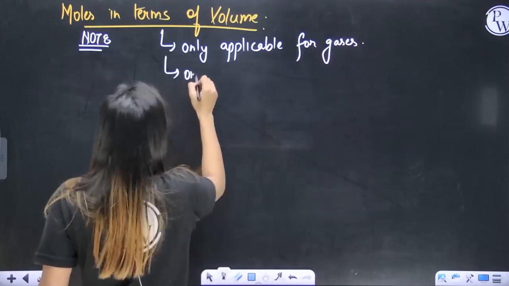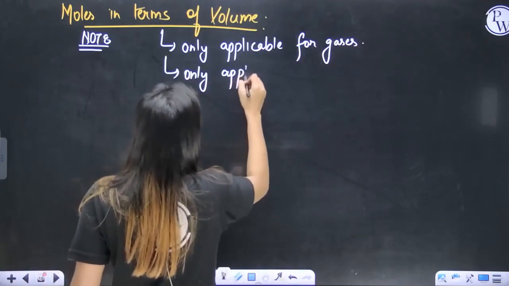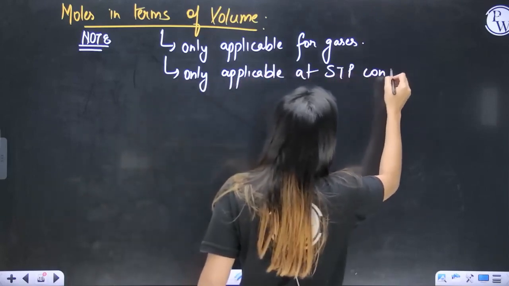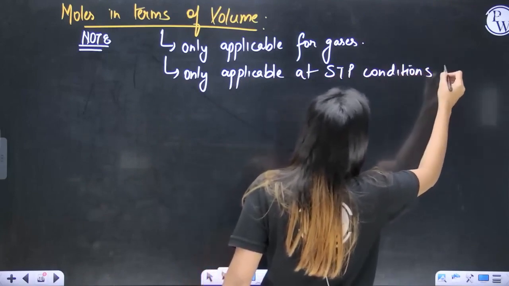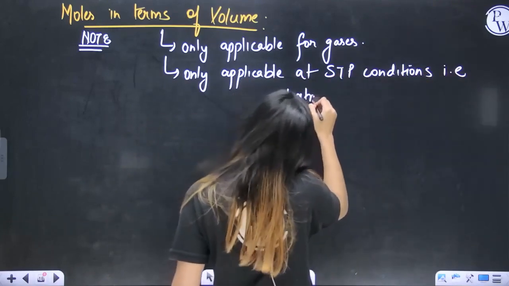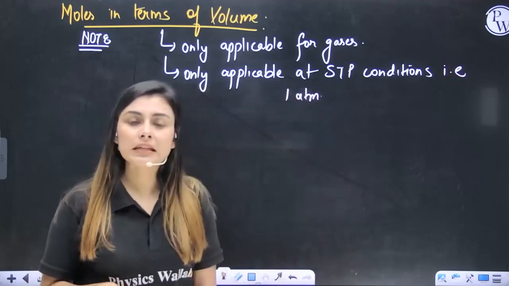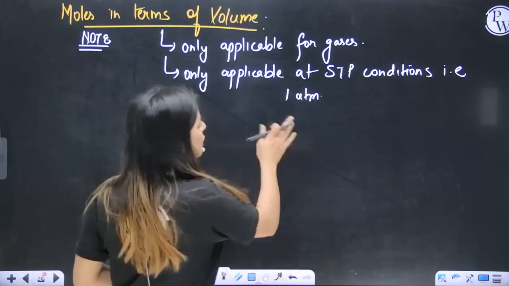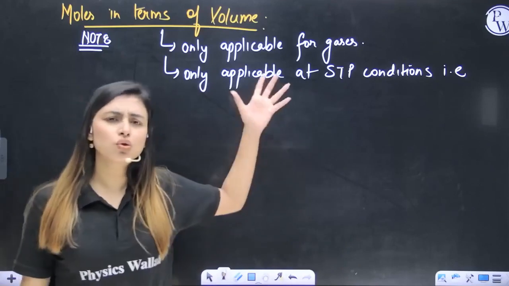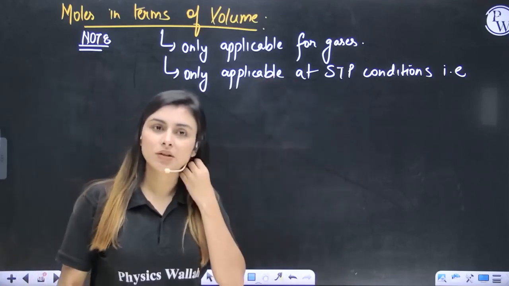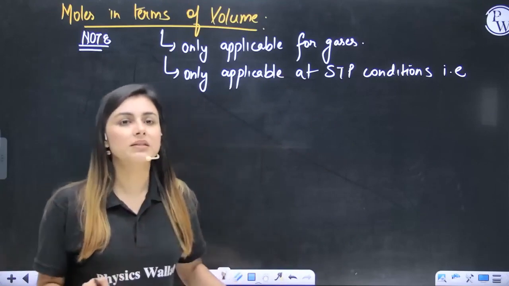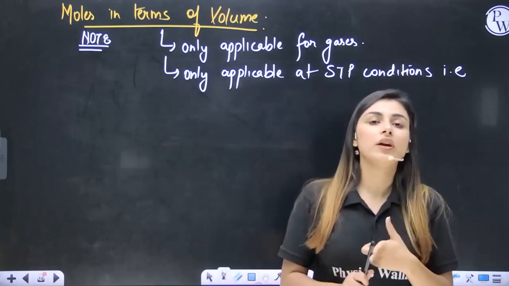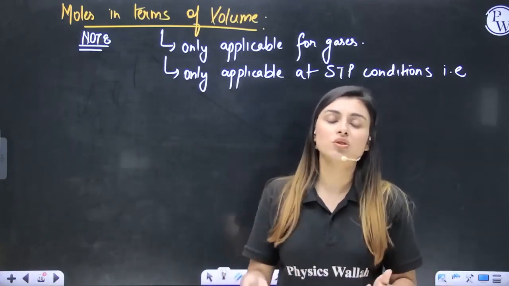Also, this is only applicable at STP conditions, that is 1 atmosphere. What is STP conditions? Standard temperature and pressure conditions. Okay. So if you'll only be given the STP conditions, you don't need to remember what the STP conditions are for the mole concept. So I hope this is clear, that you can calculate moles in terms of volume only for gases and only for those gases which are at STP conditions.